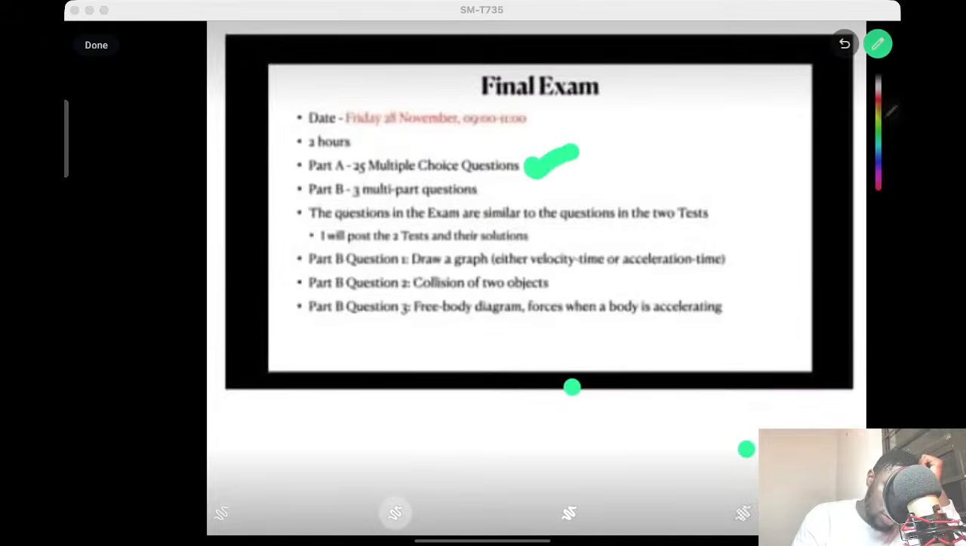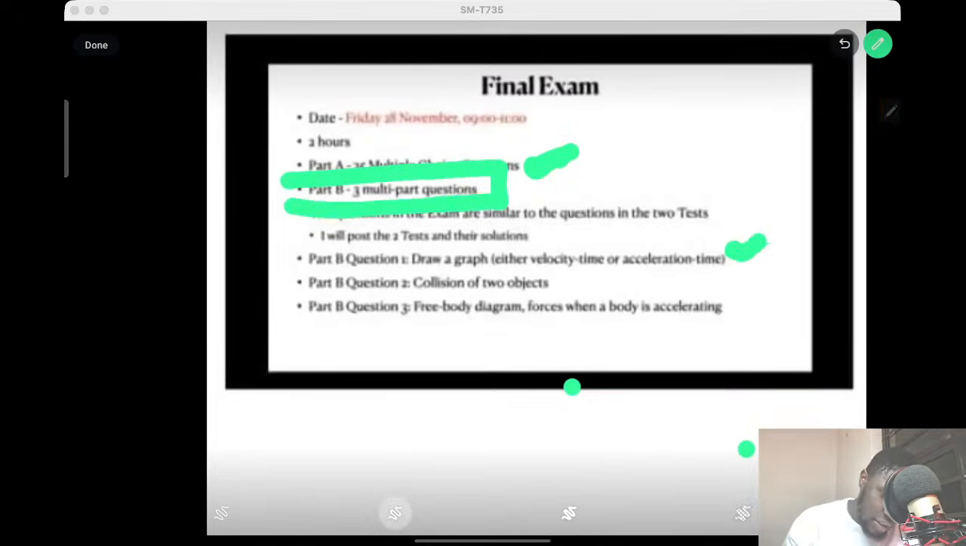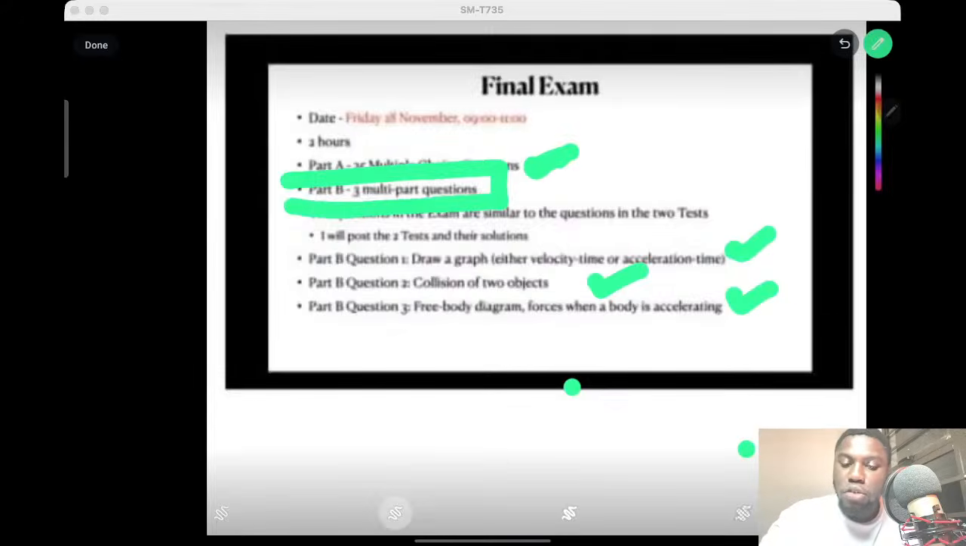You've got multiple choice questions. We'll try to look for as many multiple choice questions as we can and talk about them. But look at part B. You have 3 multi-part questions. So you're going to do 3 questions: one is going to be graphs, the other one is going to be momentum, and the other one is going to be something to do with the free body diagram.